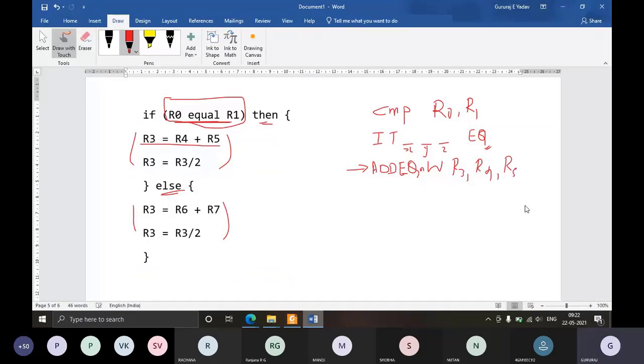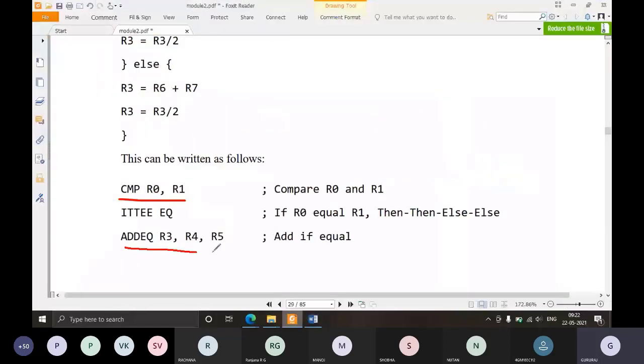This is the first statement. So we shall see whether we have written it properly. Yes, we have written it properly. So ADD EQ dot W I have used, but here it is not used. No problem. You can use dot W also. So R3, R4, R5. Yes, the first statement is fine.